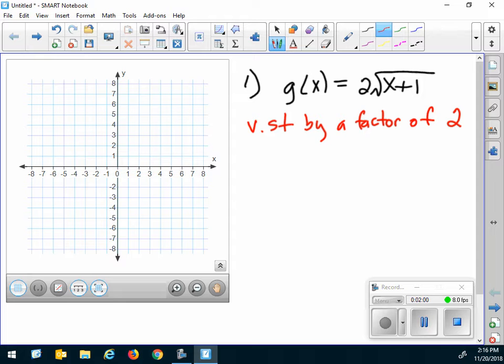Now I need you to think, if I do a vertical stretch by a factor of 2, what am I going to do? I'm going to multiply the y values by 2. What else does this say to do? Left 1. If I go left 1, am I messing with the x values or the y values? I'm messing with the x values. What am I going to do to the x values? Subtract 1.